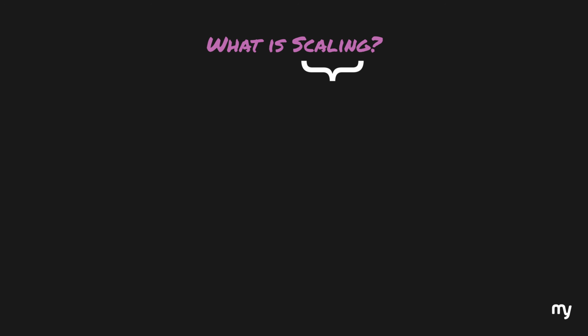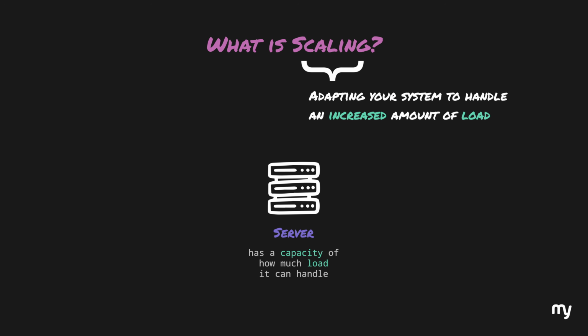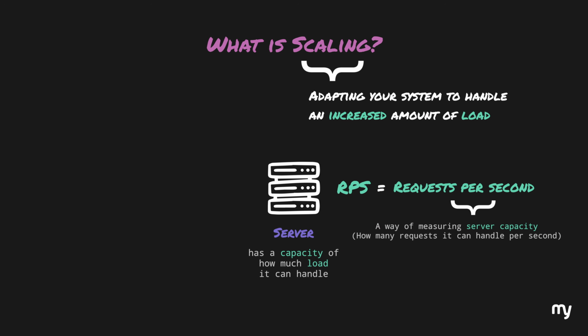Before we talk about how to scale, let's try to understand what scaling is and why it is important. In simple words, scaling is adapting your system to handle an increased amount of load. Every server where your application runs has a capacity of how much load it can handle. There are different ways of measuring it, but one of the most common ones is RPS, that is requests per second, which means how many requests a server can handle in a second.